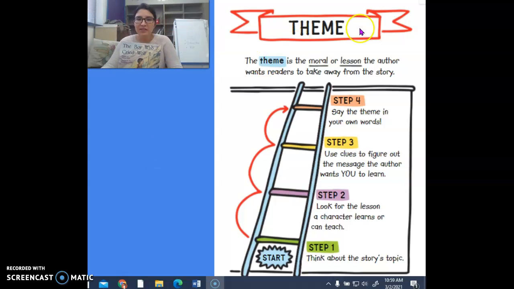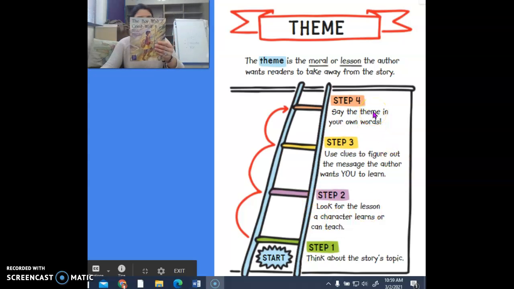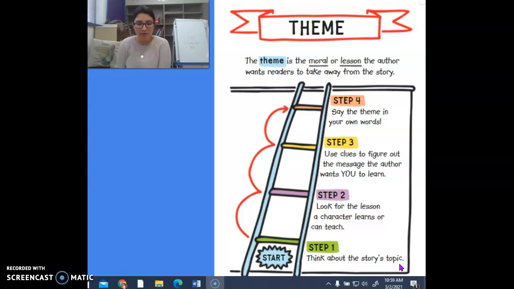So let's go ahead and look at this ladder and talk about it and see if we can figure out the theme of the story. So we're going to start right here. Start. Step 1. Think about the story's topic. The topic is what the story is mostly about. So what is the story mostly about?